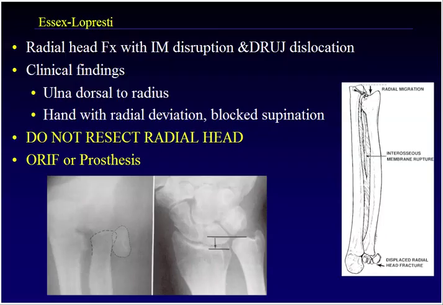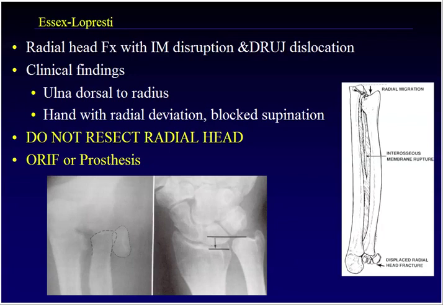The Essex-Lopresti lesion is a peculiar injury where you have a radial head fracture with interosseous membrane disruption and associated dislocation of the distal radioulnar joint. Again, that's why when you have a patient with a radial head fracture, you have to radiographically image the entire forearm, including the distal radioulnar joint, to rule out the presence of an Essex-Lopresti lesion. The clinical findings will be the ulna is displaced dorsally relative to the radius, or the DRUJ is dislocated, the hand will present with radial deviation, and the patient will have virtually a complete block to supination.